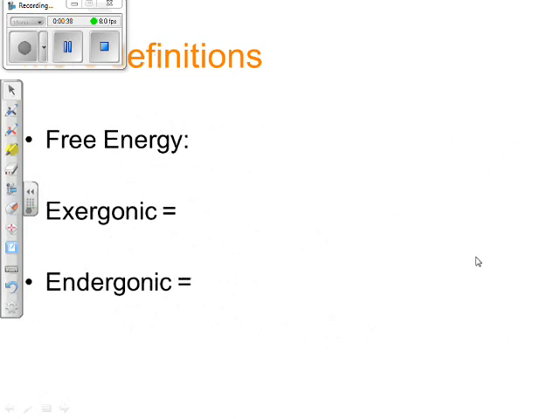I want to talk a little bit about these definitions of energy. Free energy is energy that's available to help you do work in your body. Reactions are exergonic if they release energy, and they're endergonic if they have to take in energy to make them happen. Most of your body's endergonic reactions get that energy from either ATP or GTP. So the hydrolysis of ATP or the hydrolysis of GTP, those reactions are exergonic. And reactions like the contraction of muscles, the pumping of protons during photosynthesis, those reactions take energy. They're endergonic.